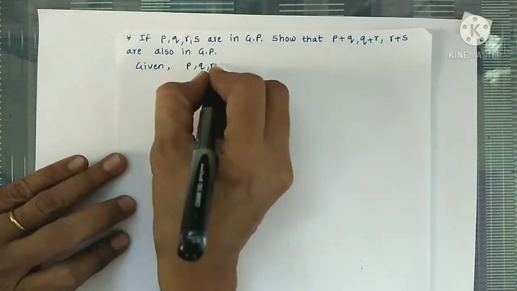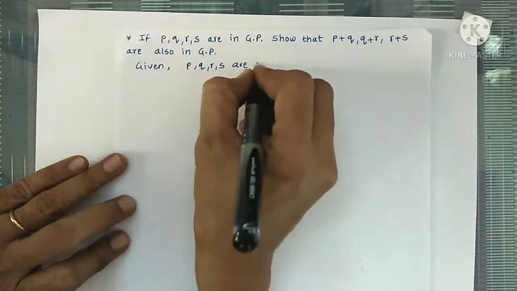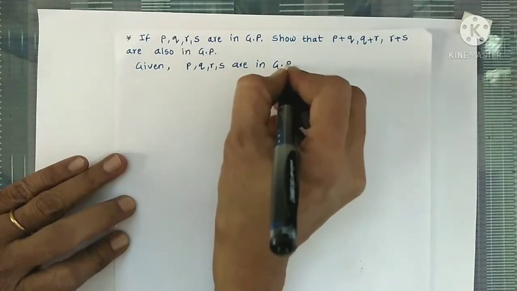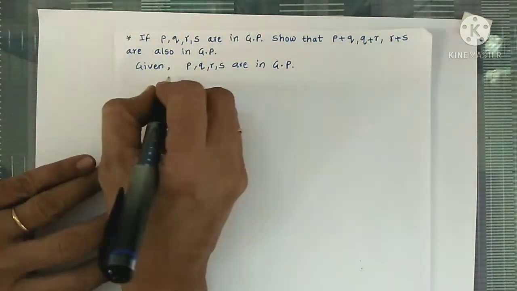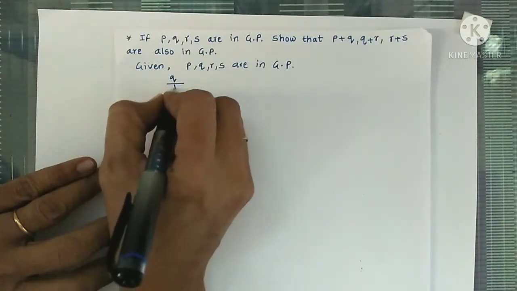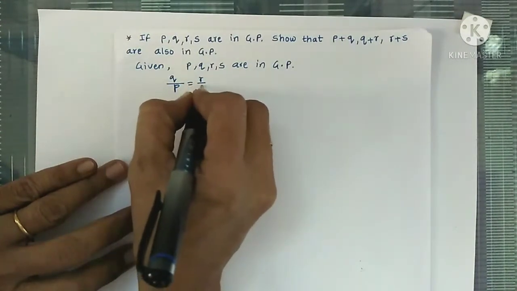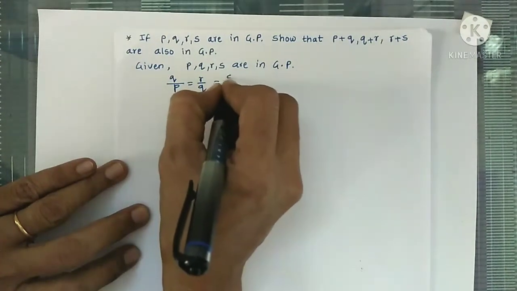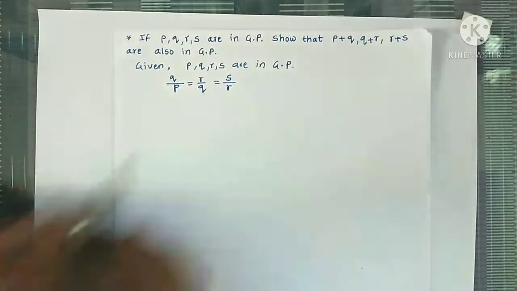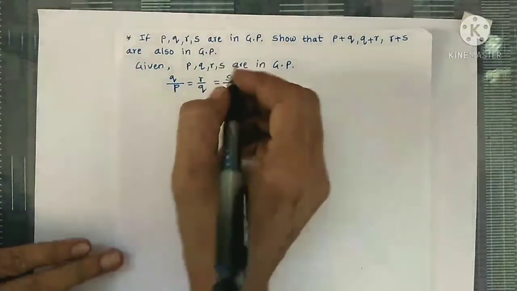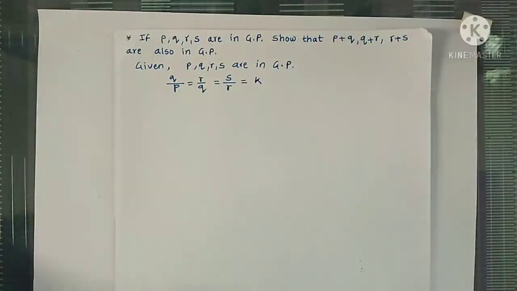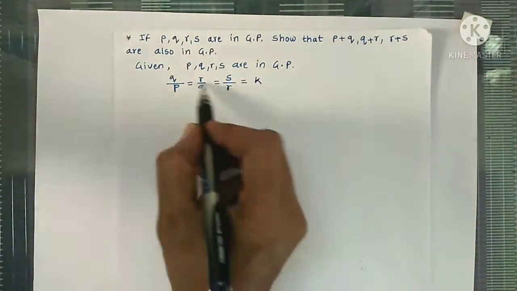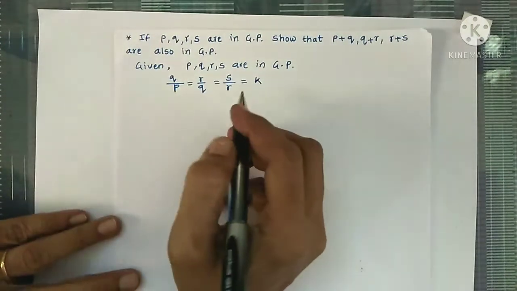So let's write the meaning. R in GP means what? Ratio of the consecutive terms is constant. So ratio means second term divided by first term, then third term divided by second term, fourth term divided by third term. So this ratio is constant. So let's take that ratio as K. Normally we write the ratio as R, but here the letter R is used already. So let's take the ratio as K.